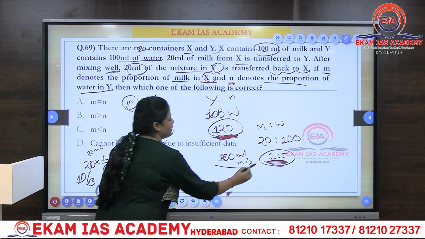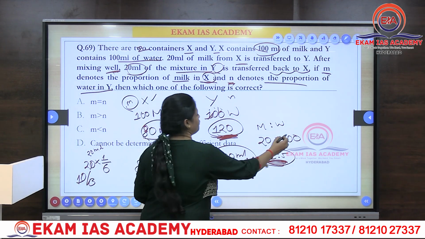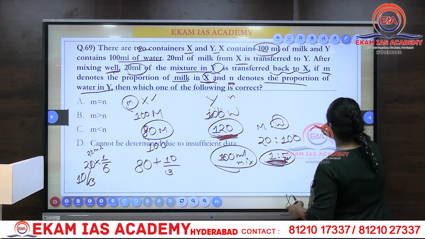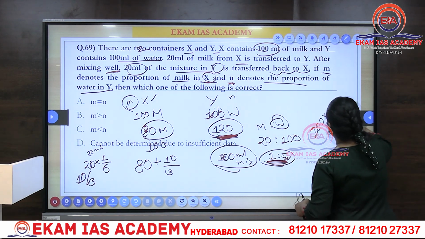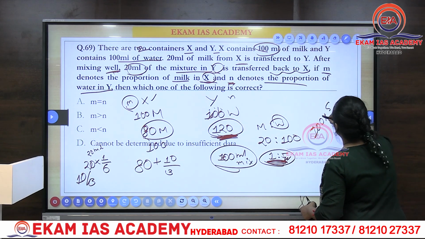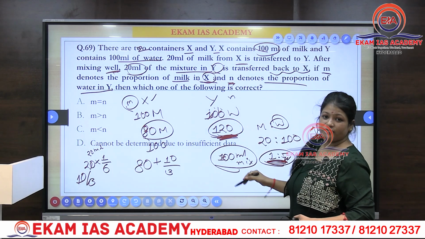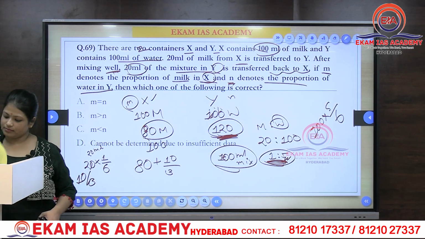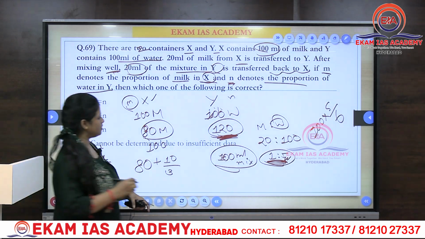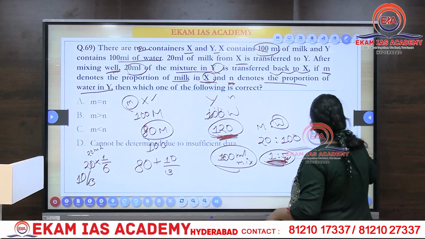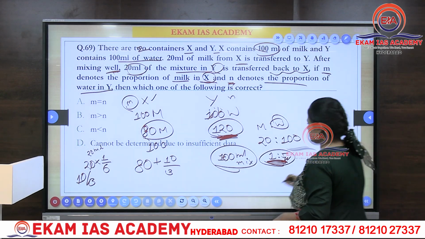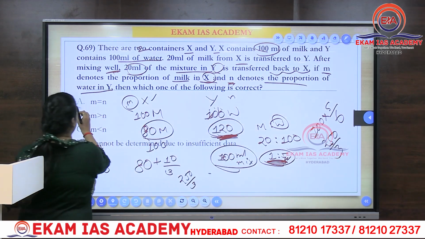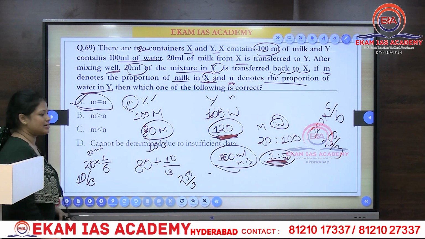So we are going to find what is the ratio of water. Water is 5 parts here. If we simplify both of these, we will get the same value here. (250/3). So M is equal to N. Got it?